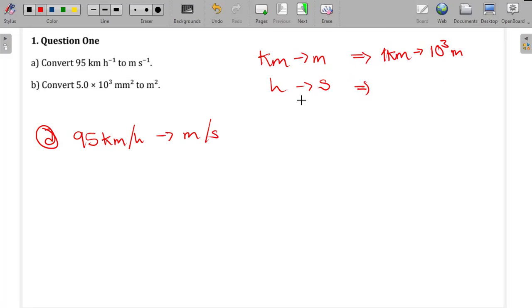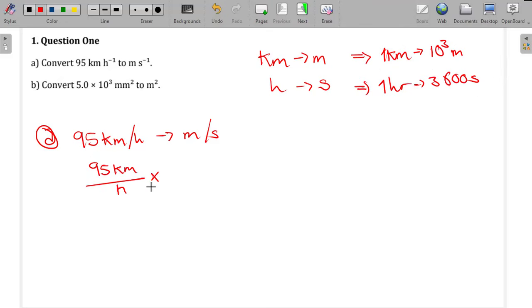When it comes to seconds, 1 hour is made up of 60 minutes, and 1 minute is made up of 60 seconds. So we are multiplying 60 by 60, and that basically means 1 hour is equal to 3,600 seconds. These are the two conversion factors, the ratios you are going to use, which equate one unit to the magnitude in the other unit of measurement. So this is the same as 95 kilometers over 1 hour.